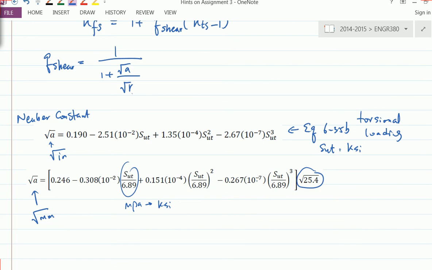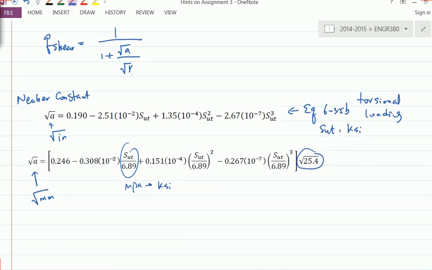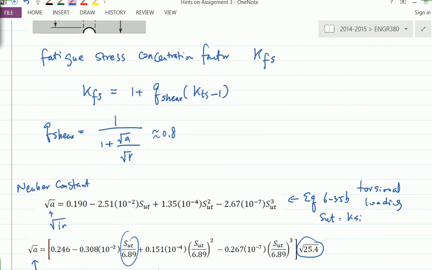Okay, and in the Excel template that I gave you, I have already entered this formula, so you will be able to shorten your calculations. So anyhow, if you plug in the corresponding values, you will be able to calculate the Q shear is approximately 0.8, right? And I'll come back here. We also need to know the KTS.